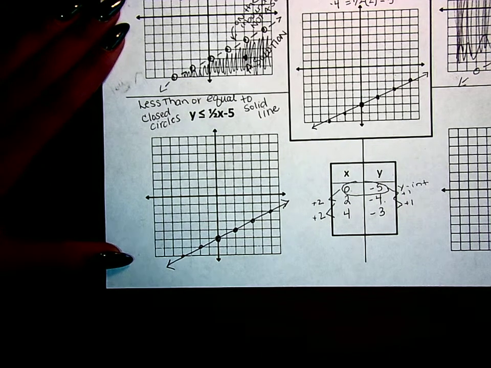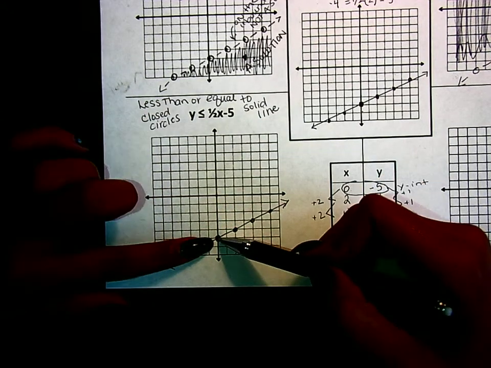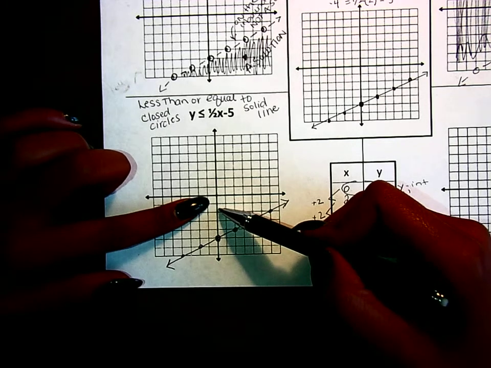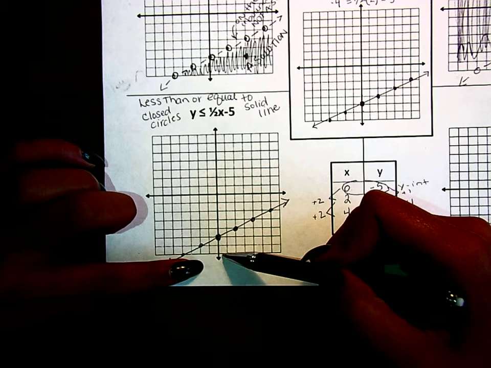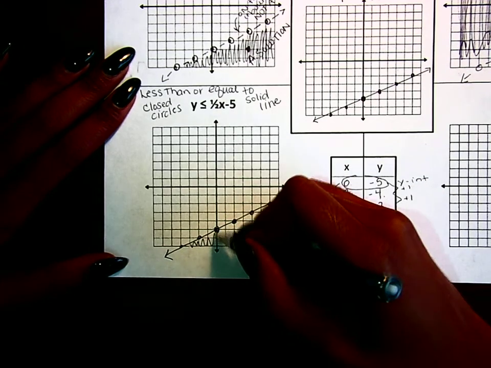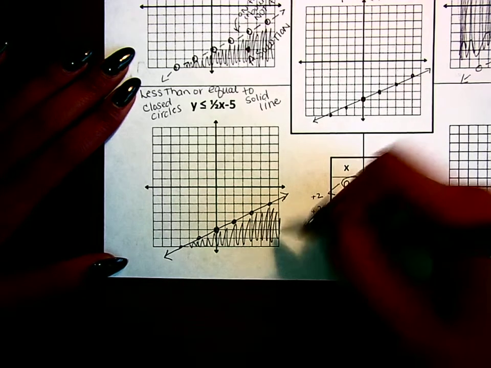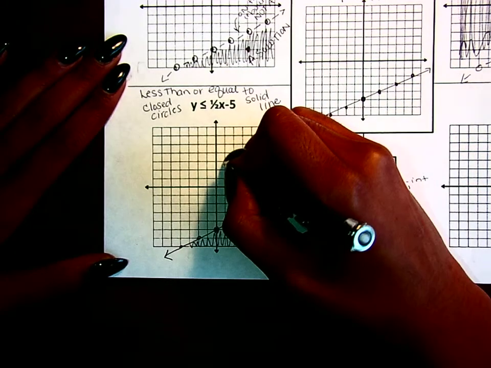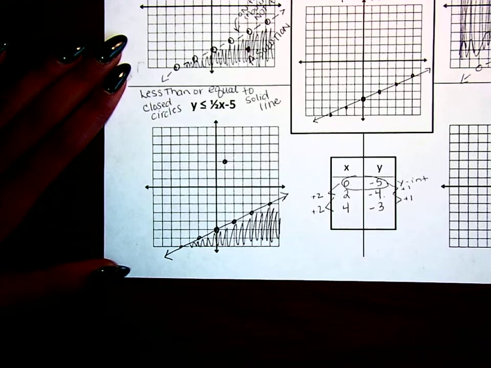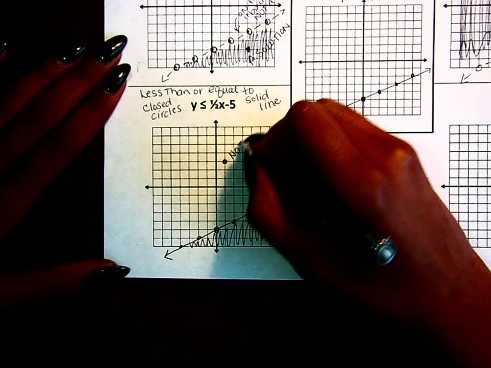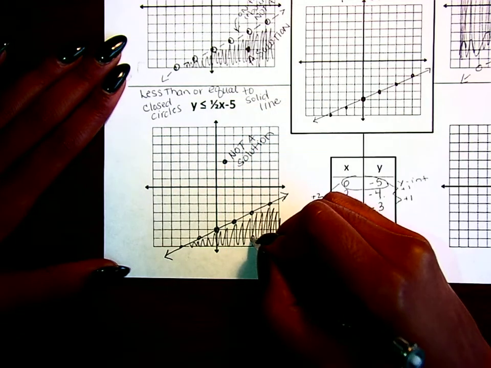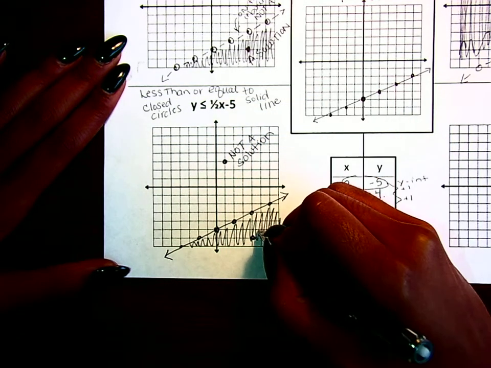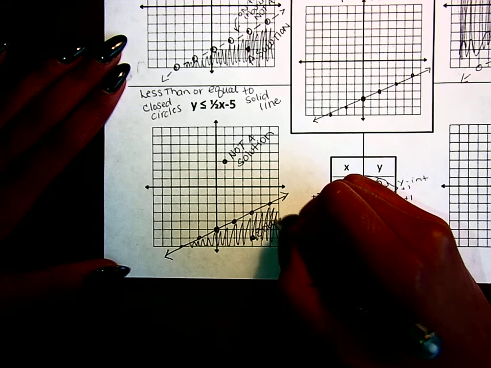Okay. This one is less than or equal to, so am I going to shade up here? Matthew? Am I going to shade up here? No. Where am I going to shade? Below. Down below. Good. Less than. And I want you to do the same thing here. Is this a solution? No. Not a solution. Good. Is this a solution? Yes, it's a solution.